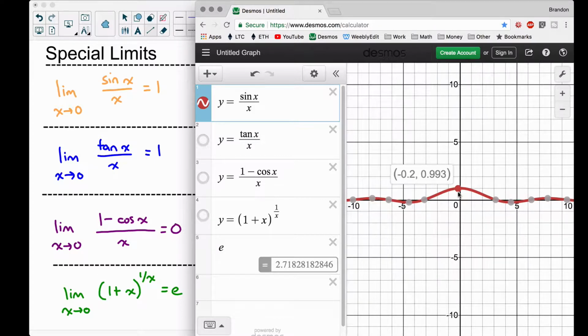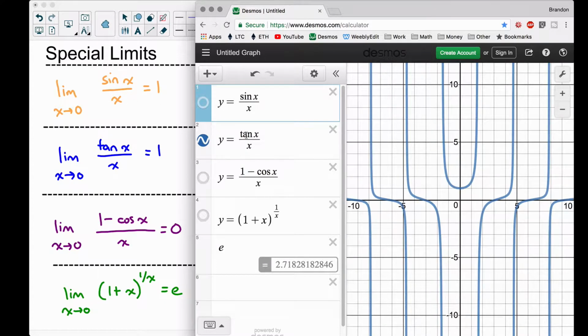As you can see right there, that y value is 0.993, and I can get even closer, but eventually when I hit 0, it's going to be undefined, as you can see right there. But our y value is getting close to 1, both on the right hand side and the left hand side. That's that first example there.